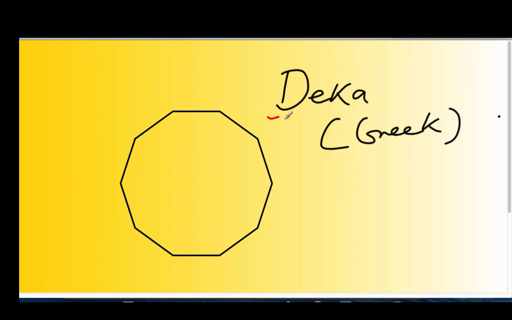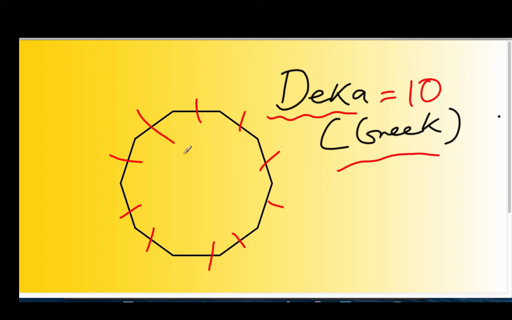Deka. I wonder if you know what deka means. Deka is a Greek word and it means 10. And of course this has got 10 sides. 1, 2, 3, 4, 5, 6, 7, 8, 9, 10. The decagon. Very interesting shape.